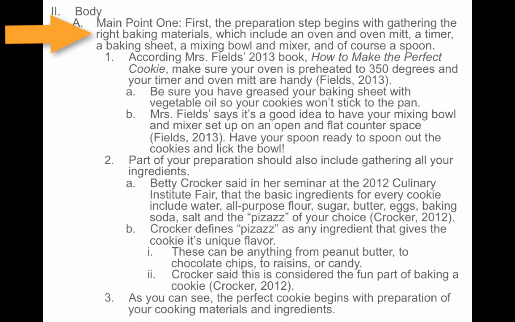First, the preparation step begins with gathering the right baking materials, which include an oven and oven mitt, a timer, a baking sheet, a mixing bowl and mixer, and of course a spoon. According to Mrs. Field's 2013 book, How to Make the Perfect Cookie, make sure the oven is preheated at 350 degrees and that the timer and oven mitt are handy.